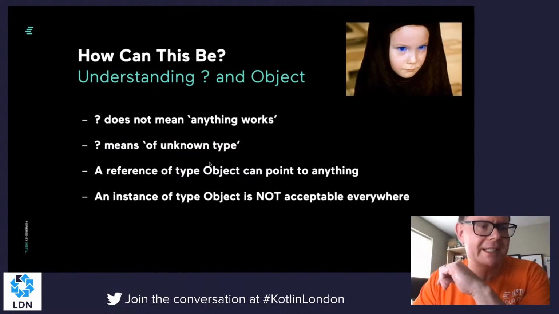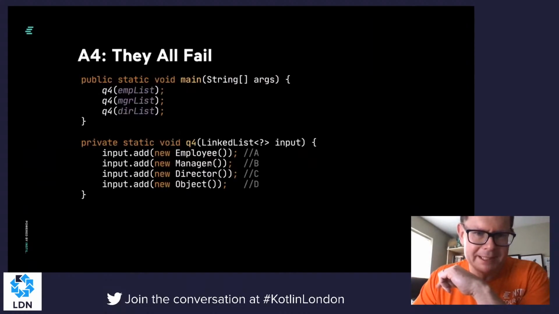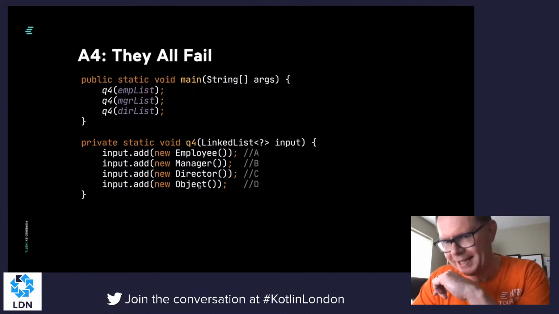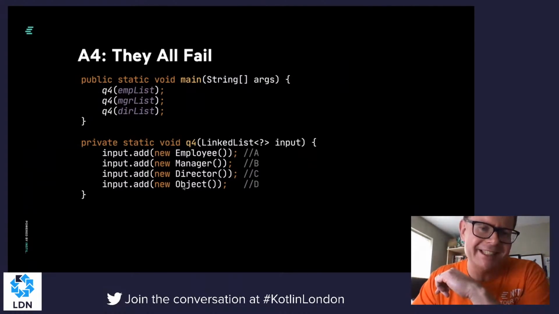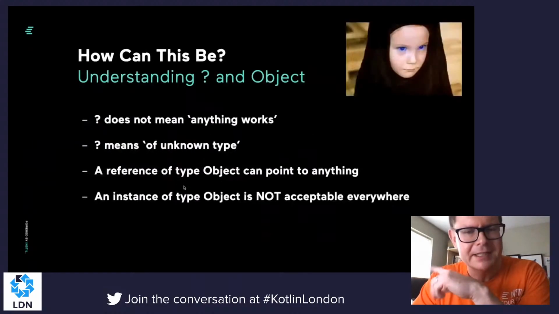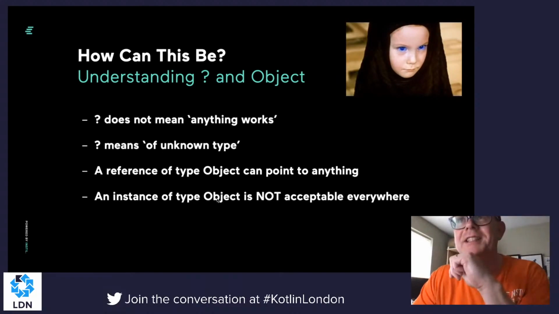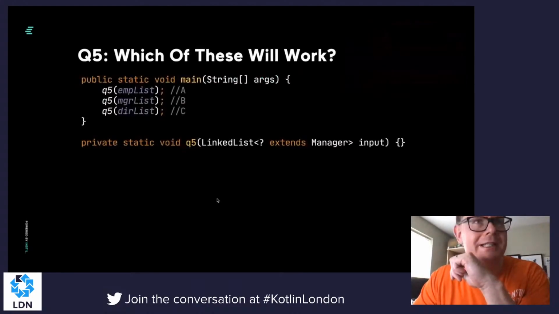So because we're forgetting what we know about the type, we won't be allowed to add anything at all, yeah? And again, people internalize the wrong rule. A reference of type object can point to anything, but that doesn't mean an instance of the object type is acceptable everywhere, okay? That's a subtle distinction that can trip people up. So that's another common trap that people fall into.